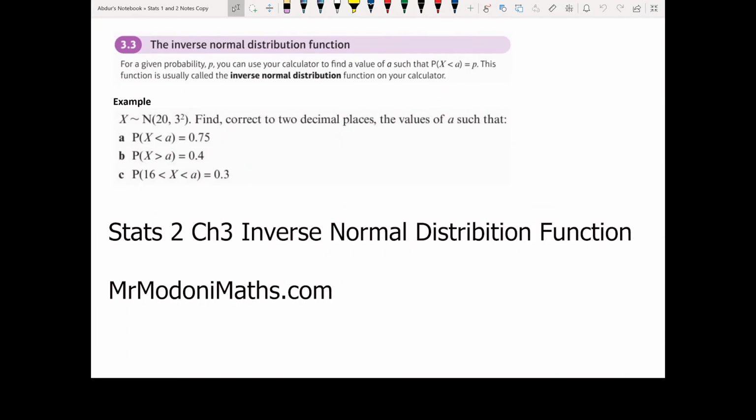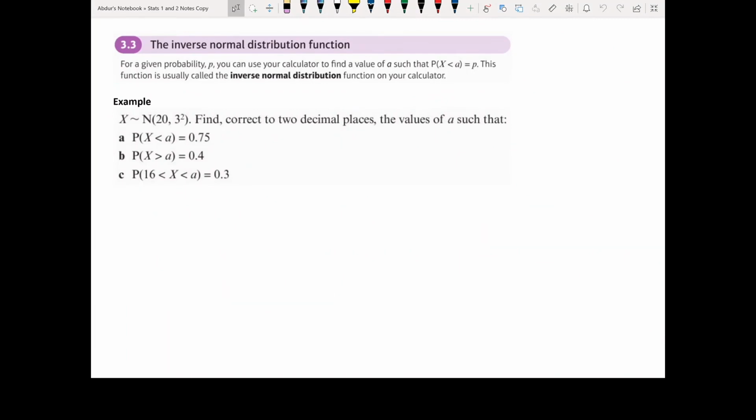In this example, we look at how we apply the inverse normal distribution function. So here we're going to be given a probability, and then we can use our calculator to find a value of a such that, for instance, the probability of x being less than a is equal to that given probability. This function is usually called the inverse normal distribution function on our calculator, as we are working out the inverse of the normal calculation. So here we're given the probability and we're working backwards.